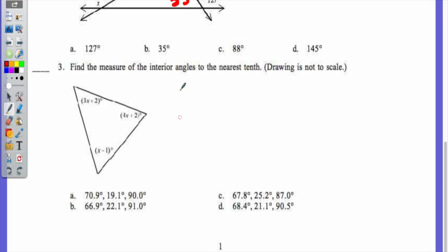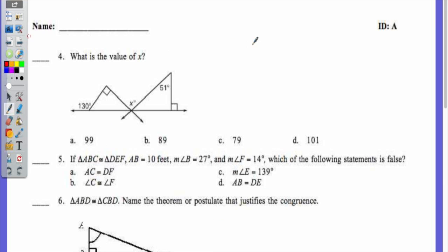So for number 3, I hate this problem, but you add it all up and you solve for x, and what did you end up getting as your answer? D. I don't think you guys need me to actually go through that math. I think you can do 3x plus 2 plus 4x plus 2 plus x minus 1 equals 180, solve for x, and then plug it into each of those. Correct? Oh, good.